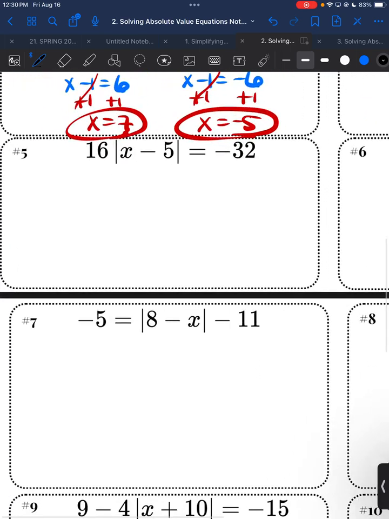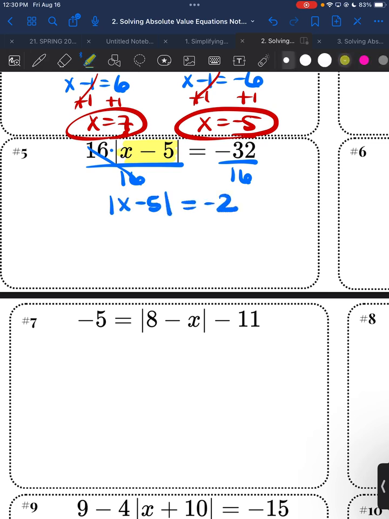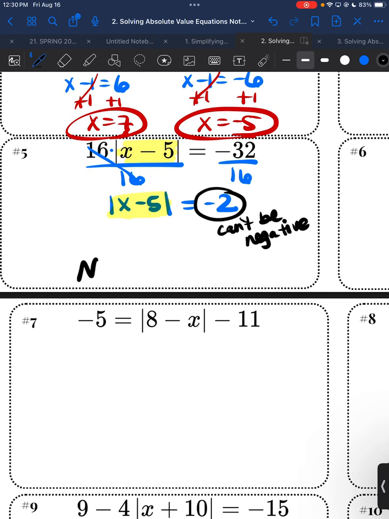Number 5, so I'm isolating this. Same thing, to get rid of the 16, we divide by 16. And then this is actually where you can stop, because if you remember at the beginning of the notes, I told you absolute value cannot equal a negative number. So this can't be negative. If you forget this and you go ahead and split it in two, that's why I want you to check your answers, because both answers should give you false if you go ahead and keep solving it. But since this is a negative 2 and that can't be negative, we do not have a solution.